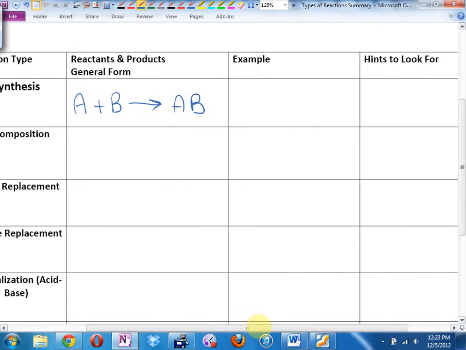You want a great example? H2 plus O2 becomes... when you combine hydrogen and oxygen, what do you get? What's the chemical formula? This is nice. We don't need to crisscross. We have this one memorized. H2O. Are we balanced?